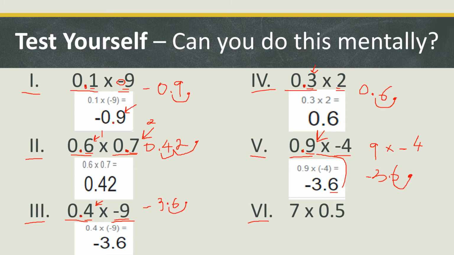Let's move on to question 6. 7 multiplied by 0.5. So we remove the decimal points from the 0.5 and we'll get 5. 7 multiplied by 5 we'll get 35. And now it's time for us to put the decimal points back. So there was one digit after the decimal point, which is 5 here. So there must be a digit after the decimal point in the answer as well. So how can we do this? We just move the decimal point one time to the left side and we'll get our answer, which is 3.5.